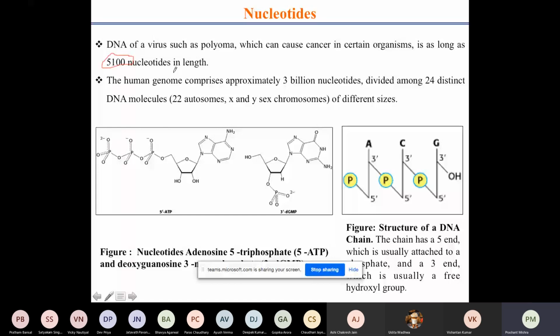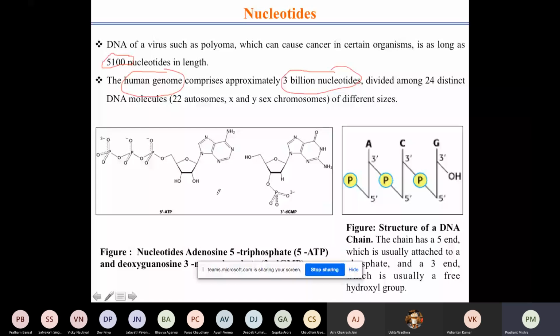When I talk about the human genome, you will have 3 billion nucleotides, and they are divided among 24 distinct DNA molecules, having 22 autosomes, X chromosome, and Y chromosome of different sizes. Now looking at some of the nucleotides which have a different function than the one which you have learned.